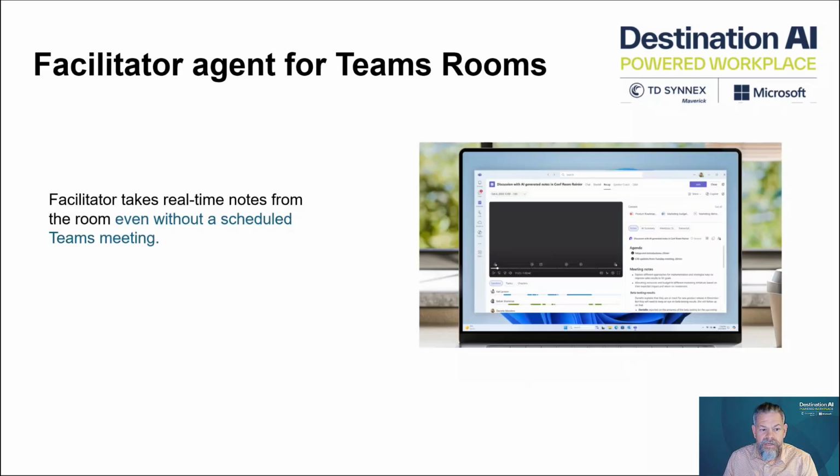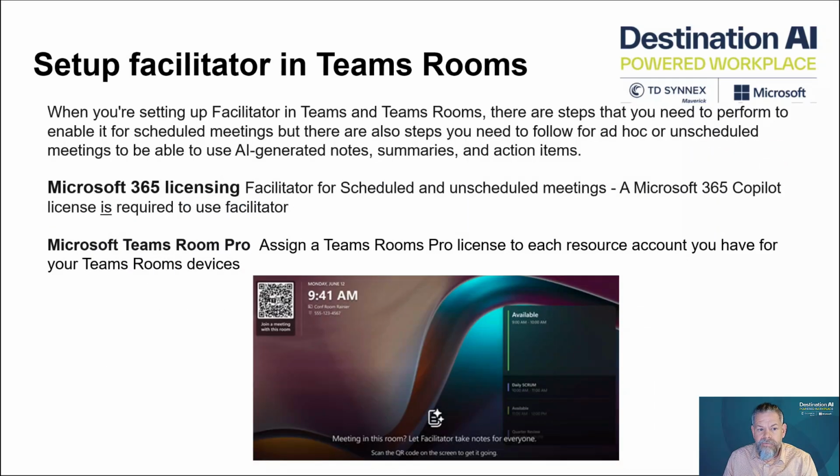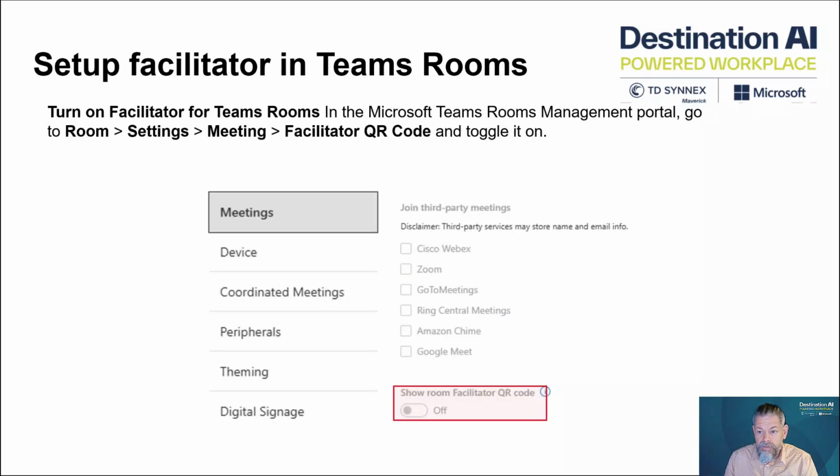So with Facilitator within the agent, we have the ability to set up Facilitator within rooms. So what type of functionality do we need to be able to perform these actions and tasks? Again, a Microsoft 365 license is required for scheduled and unscheduled meetings, and we need a Microsoft 365 Copilot license as well. It also needs Microsoft Teams Room Pro, and it has to be a Pro license to take advantage of that. Okay, so turn on Facilitator within Microsoft Teams Room.